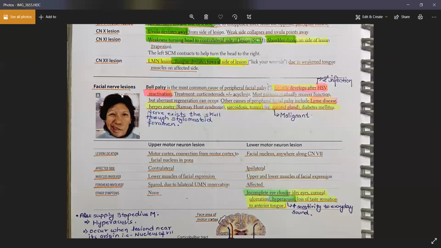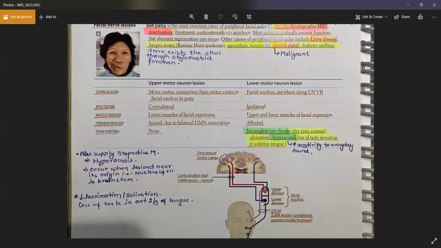Then you have the facial nerve lesions. For that, first you have to understand the nucleus of the facial nerve. I told you that the facial nerve nucleus is present in what part of my brainstem? Pons. Yes, the pons. Before the pons, if this is my pons, I have the cortex supplying the pons.